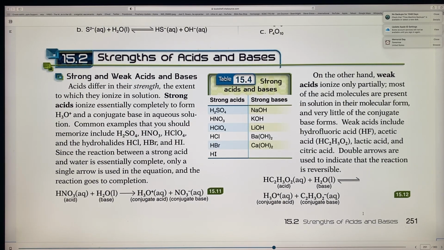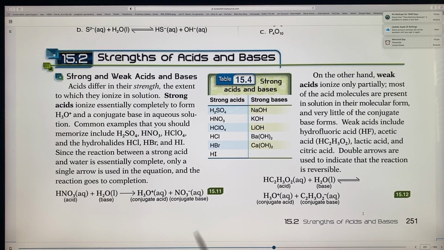Since the reaction between a strong acid and water is essentially complete, only a single arrow is used in the equation. That means it goes all the way. This acid combines with this base, which is water acting like a base, and it's strong because it goes to completion and doesn't come back. So those are very strong acids.